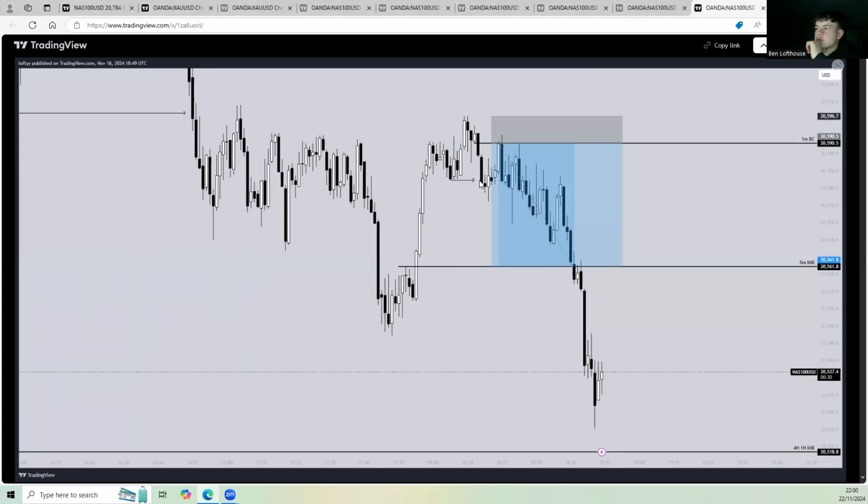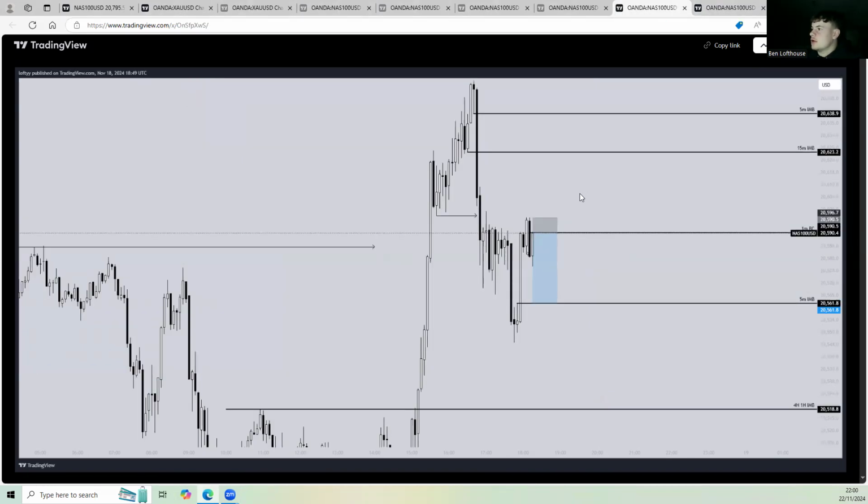Here, this was not a 5 minute. This took out liquidity. 1 minute break of structure, the most important thing. 1 minute candle, 1 minute imbalance. Now I had my take profits set down here, but took it out there for some reason. That was the 5 minute candle involved as well.